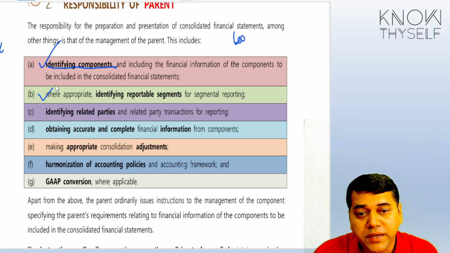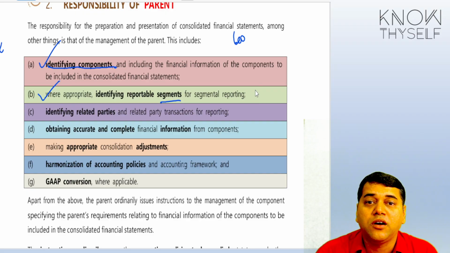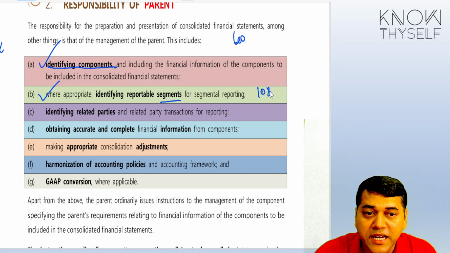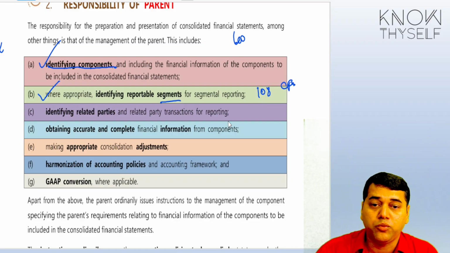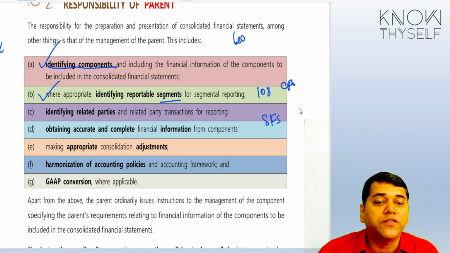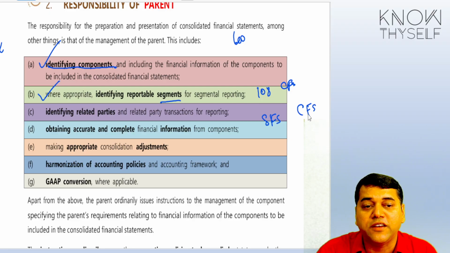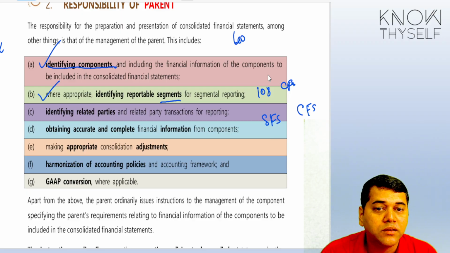Now, where appropriate, identify the reporting segments. Why? Because operating segments, Ind AS 108, becomes applicable to you at the CFS level also. Because the reporting segment at SFS level may be totally different from the reporting segment at CFS level. Because 108 says that you have to give segment wise reporting.